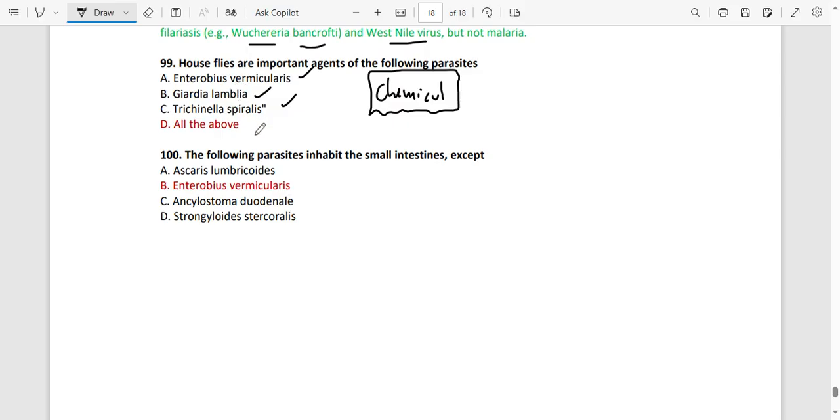The following parasites inhabit small intestines except. Remember again what we said: if it's not Trichuris and Enterobius, these are the only ones for large intestines. So Enterobius is the answer because the rest will inhabit small intestines.